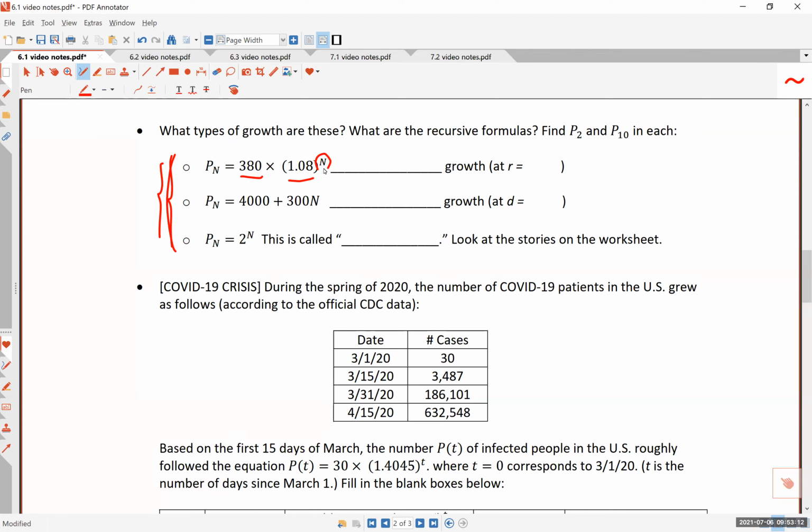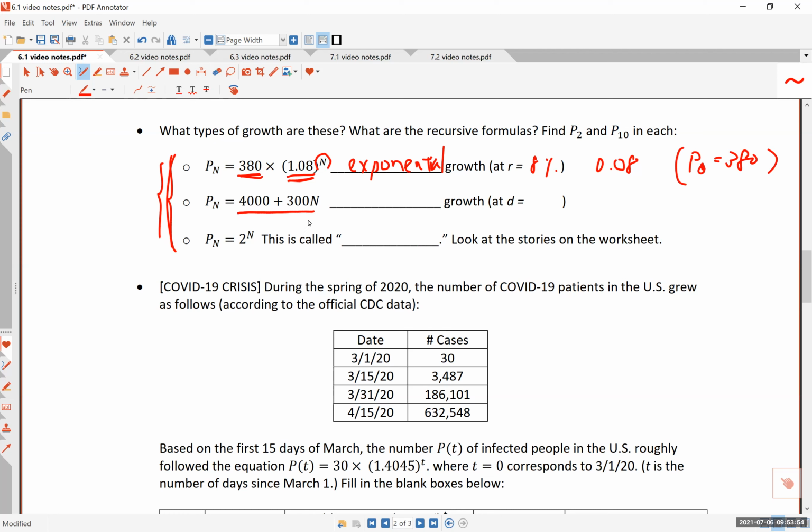In fact, it's called exponential growth because of that fact. The number n shows up as an exponent, exponential growth. All right, exponential growth at a rate of what, 8%. Okay, and that's 0.08. And that's why this is 1.08, because when you add 100% to 8%, of course, you have 108%. So the initial population in this case is 380. Okay, so P sub n, P naught is 380, and it's growing by 8%.